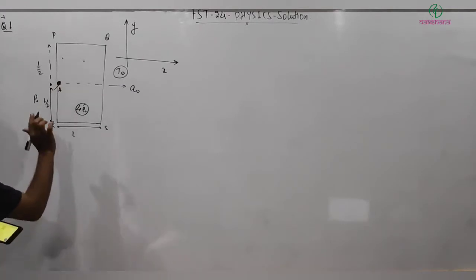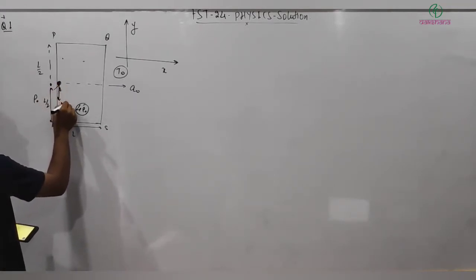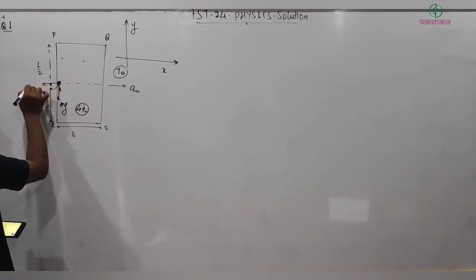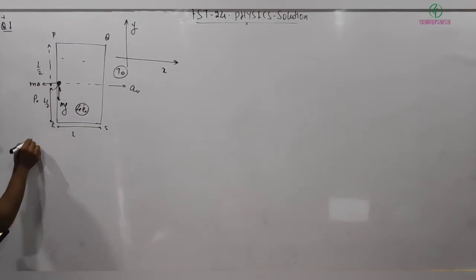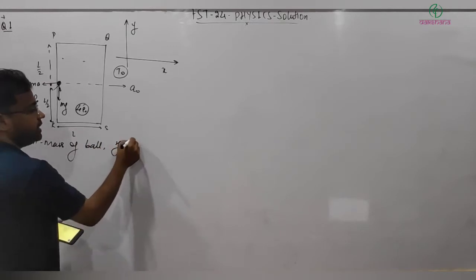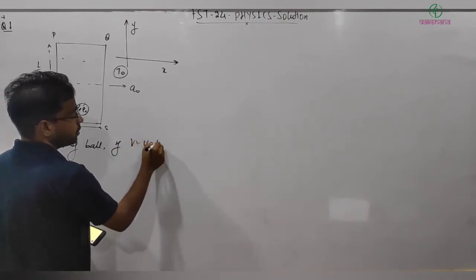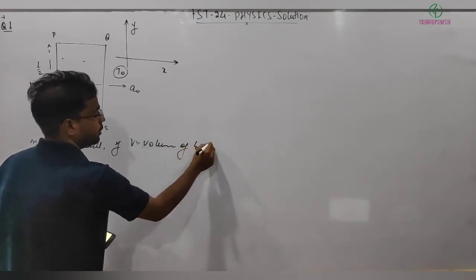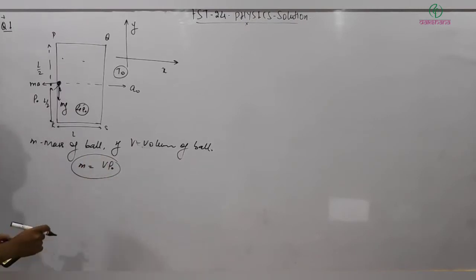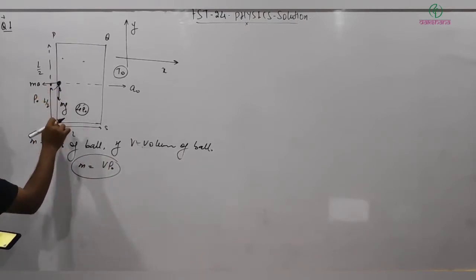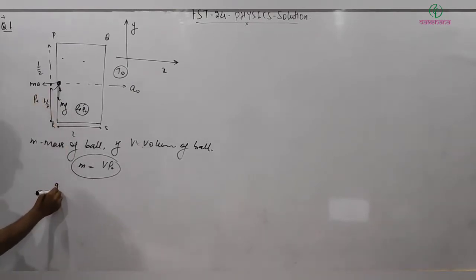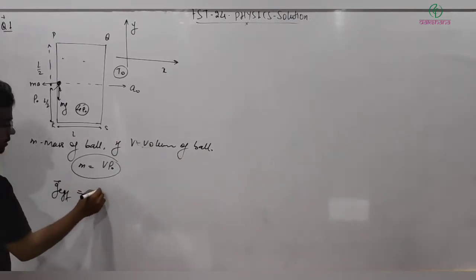So let's see what is happening, what are the forces acting? One is mg, and if I look at it sitting in the frame of the container, there will be a pseudo force that is also ma, if m is the mass of the ball. If V is the volume of the ball, then the mass of the ball can be expressed as rho naught into V. So now the total force acting on this ball is mg downward and ma this way.